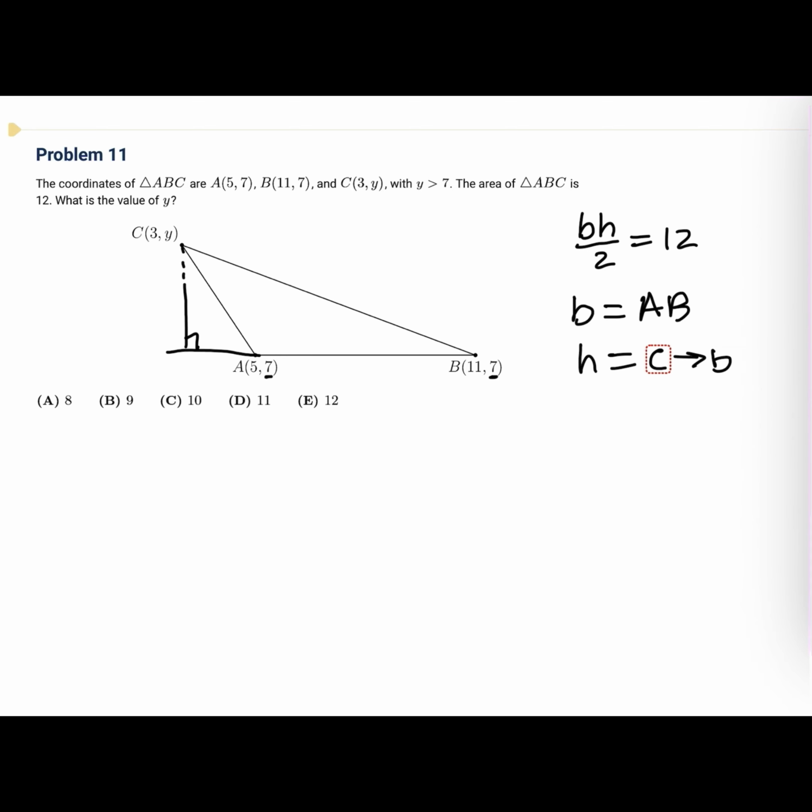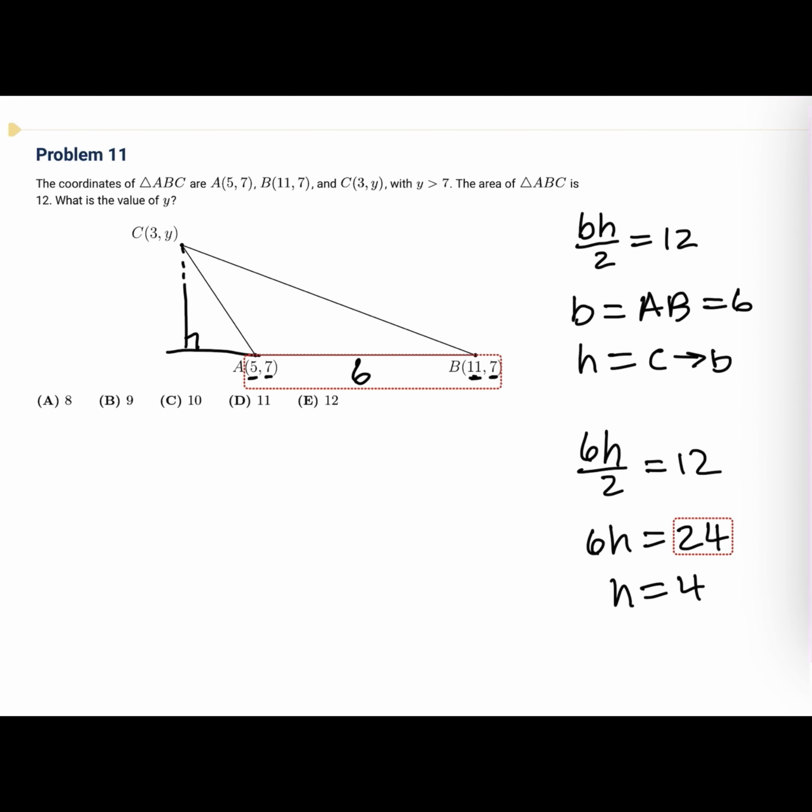So all we have to do is look at the difference between the x values, 5 and 11. The positive difference between 5 and 11 is 6. So that means our base is equal to 6. Now that we have one of our variables, let's plug that back into our original equation. 6h divided by 2 is equal to 12. Multiply both sides by 2. 6h is equal to 24. Divide by 6. h is equal to 4.